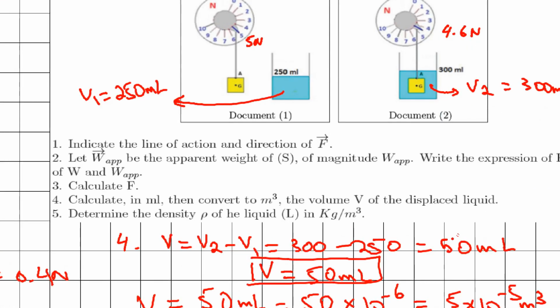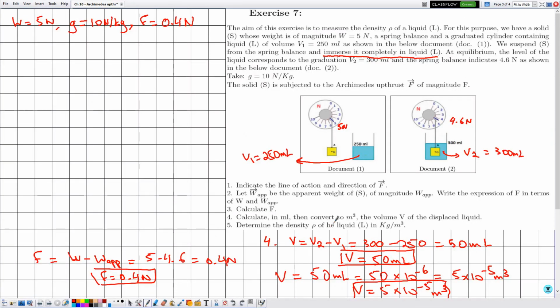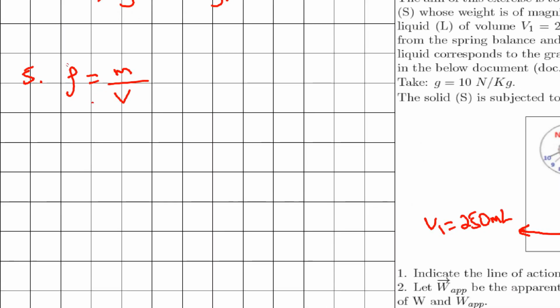Now in number 5, determine the density ρ of the liquid L in kilogram per meter cube, in the SI. So the first thing that comes to our mind is that density can be calculated using mass over volume. Here we should be very careful, and this is tricky. We are determining the density of the liquid.